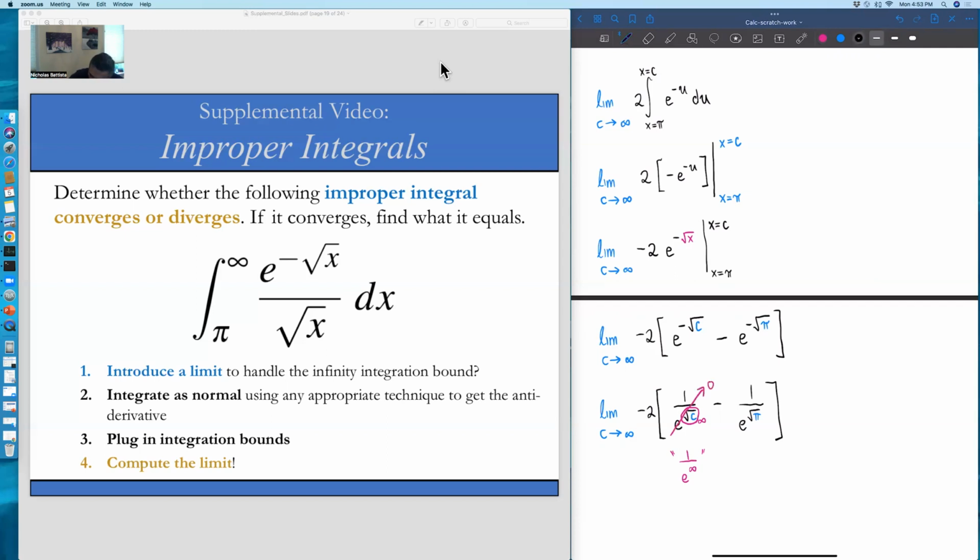So overall, at the end of the day, this looks like minus 2 times a minus 1 over e to the square root of pi, where those minus signs cancel out, and we get that this is 2 over e to the square root of pi, some number. And because this is a finite number, we can call this improper integral convergent.